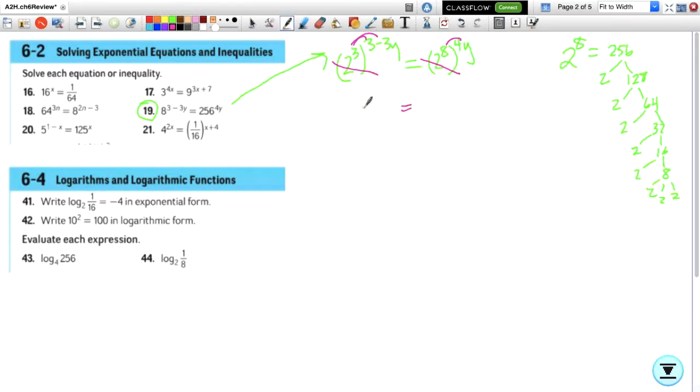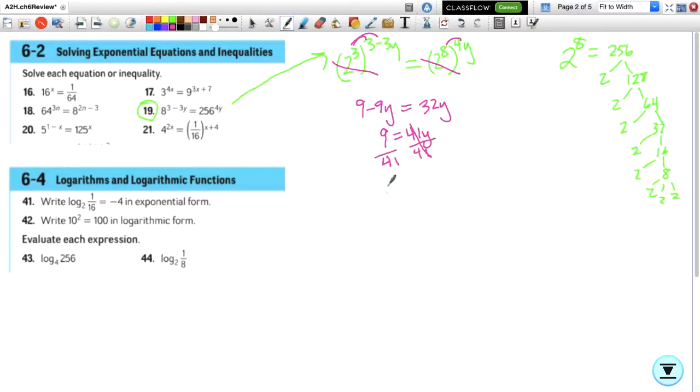So 3 times 3 is 9, 3 times negative 3y is negative 9y, 8 times 4 is 32y. So exponent must equal exponent if the bases are already the same, and that's why we do that. Next, I'm going to get all my y's to one side. I'm going to add 9, and I get 9 equals, if I add 9y here, I get 41y. I'm going to divide by 41.